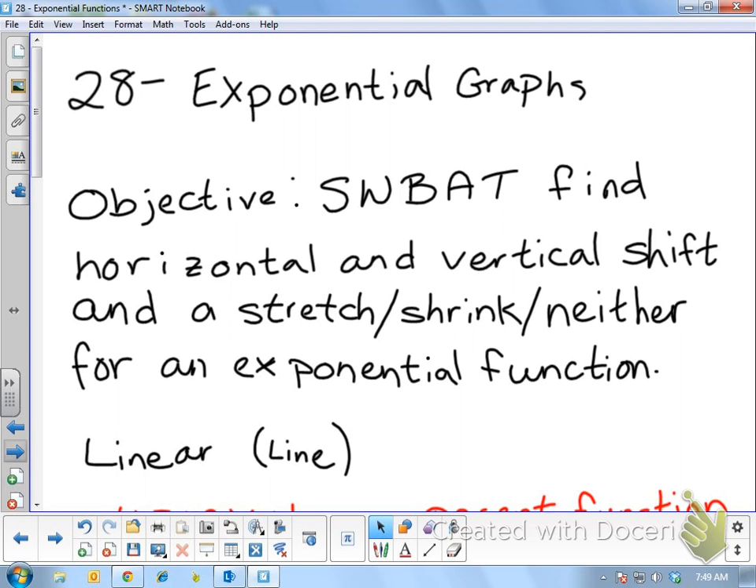So, hopefully these terms sound familiar to you. We've talked about horizontal and vertical shift before when we were working with quadratics. We've talked about stretch, shrink, or neither when we were working with quadratics. So we're going to review how to graph the two types of functions we already know how to graph, a line and a quadratic. Quadratics we've done this year, lines you should have learned last year.